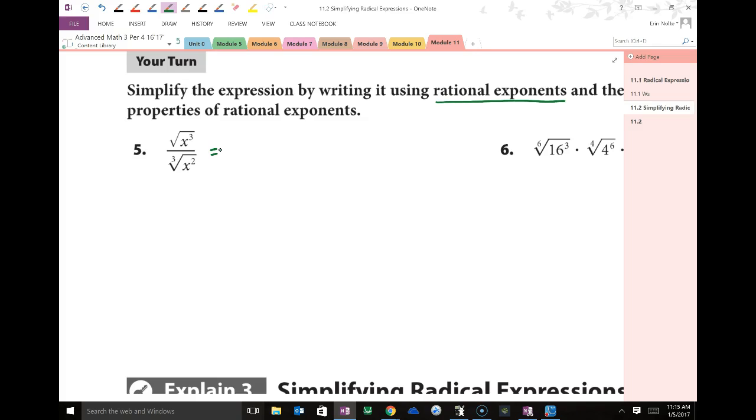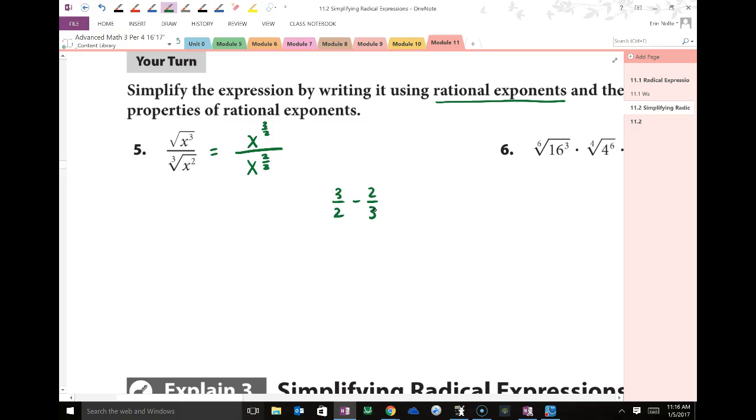Okay, are you ready? So on the top, what would the exponential form of that be? X to the 3/2, good. What's the bottom going to be? X to the 2/3. So what are we going to do with those two exponents? Subtract them. So what I need to know is, what is 3/2 minus 2/3?